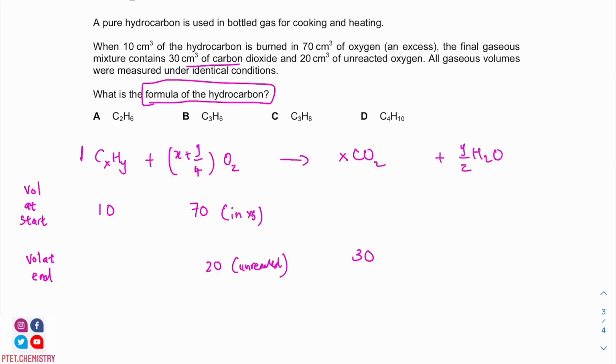Anyway, think about it. You will have 0 CxHy at the end because this is an excess, so all of this will be completely reacted. So 50 cm3 of oxygen reacted. You put in 70 cm3, but you still have 20 cm3 unreacted. So 50 cm3 has reacted there.